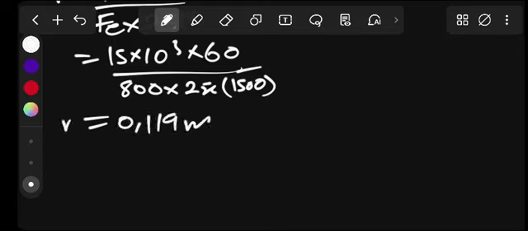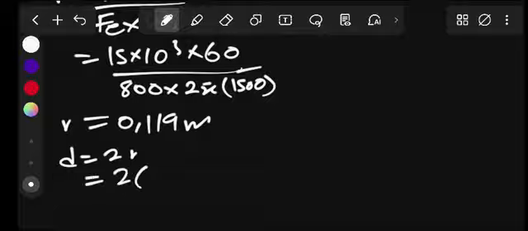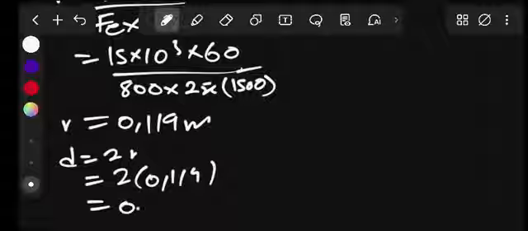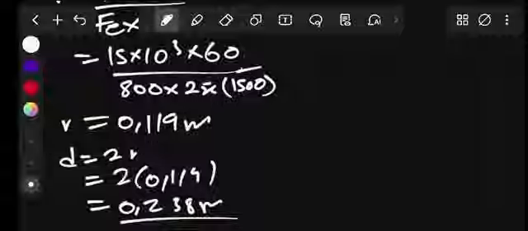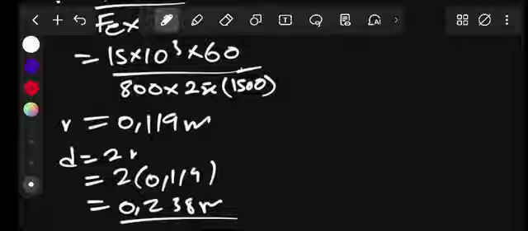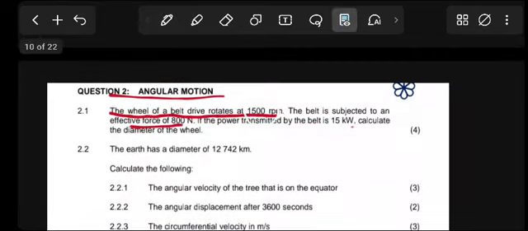This is the radius, but the diameter is 2 times r. Then we have that 0.119. You multiply that by 2, which simply equals 0.238 meter. This is how you get your diameter. So that is how you go.